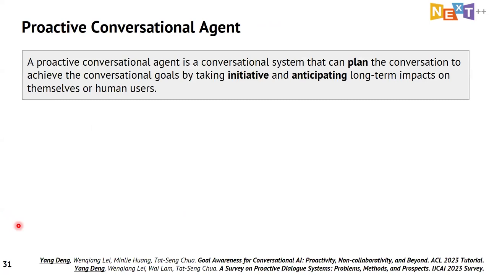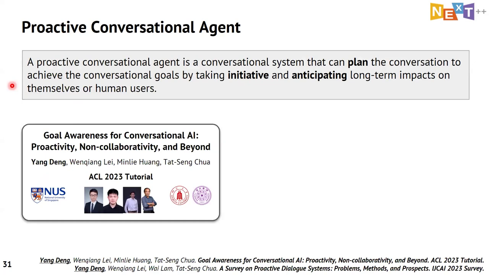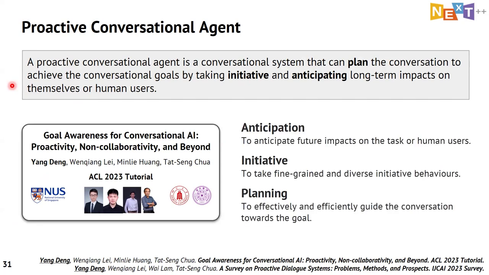So here I want to emphasize the importance of building proactive conversational agents. And here is the definition. A proactive conversational agent is a conversational system that can plan the conversation to achieve the conversational goals by taking initiative and anticipating long-term impacts on themselves or human users. So actually in ACL last year, we had a tutorial about proactive conversational agents. And in this tutorial, we define three key elements for proactive conversational agents.